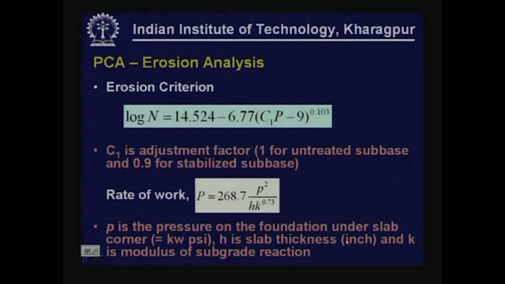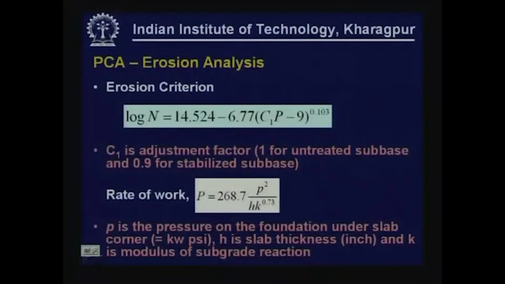This is the erosion criterion that PCA adopts to estimate how many repetitions the pavement can sustain before unacceptable levels of erosion take place, before the slab or the foundation fails because of erosion failure. This is given as log n equal to 14.524 minus 6.77 into C1P minus 9 to the power 0.103.